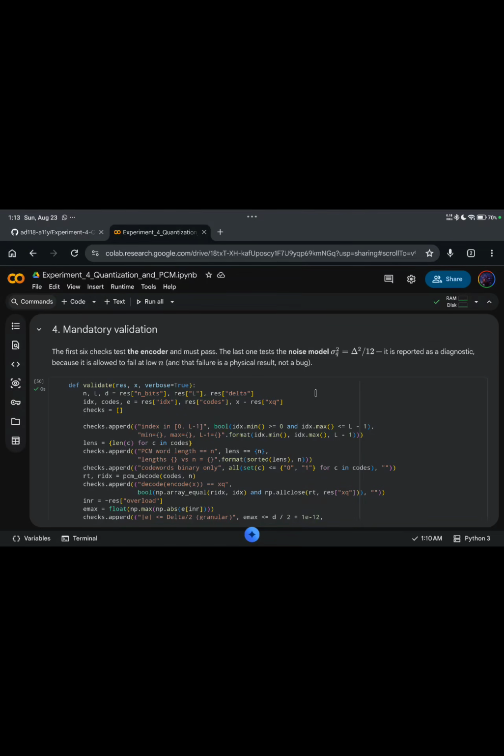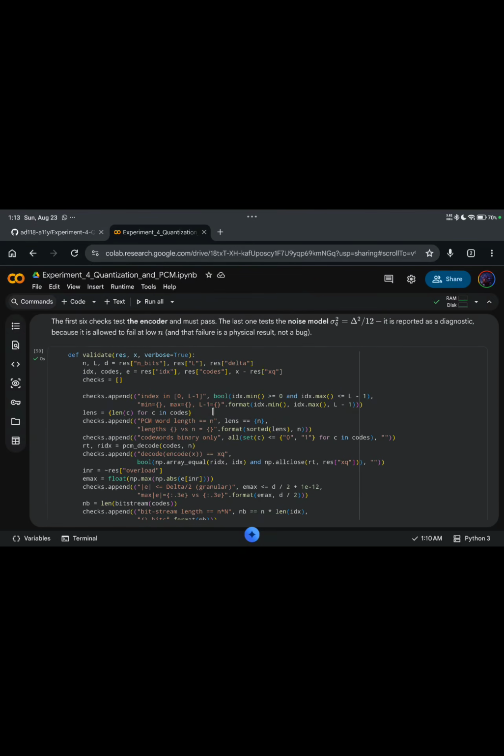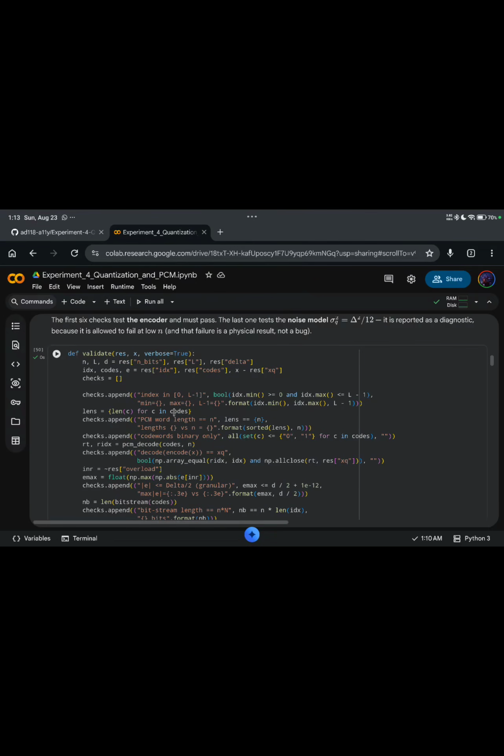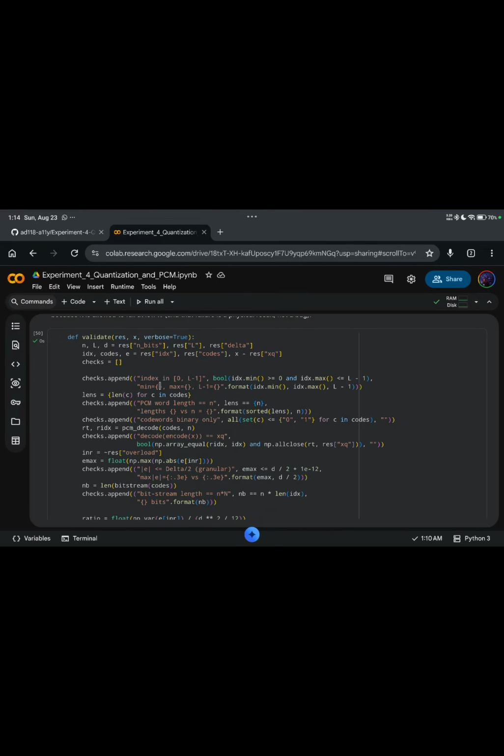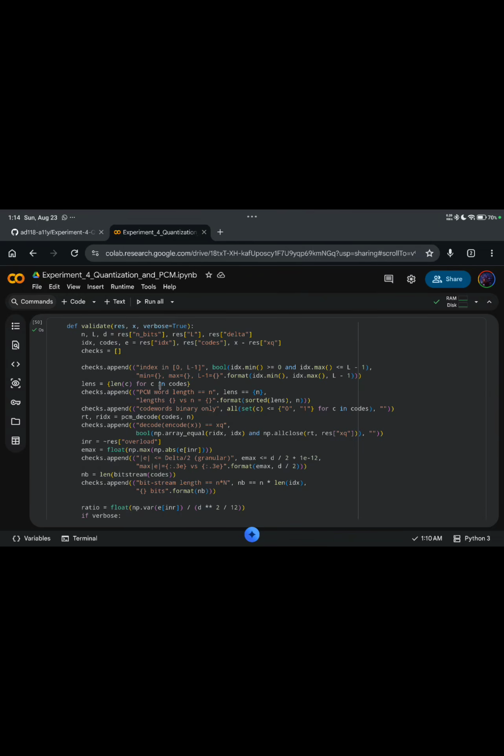Now, here we can see the mandatory validations. The cell verifies the encoder is working correctly. The first check confirms that all indices are between 0 and L minus 1. The second check confirms that every PCM word has exactly n bits. The remaining checks verify that every code word contains only binary digits.